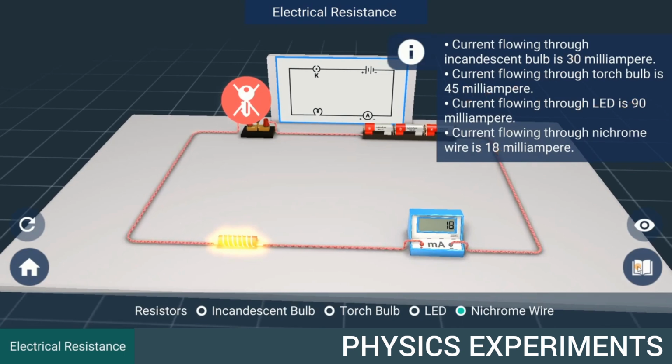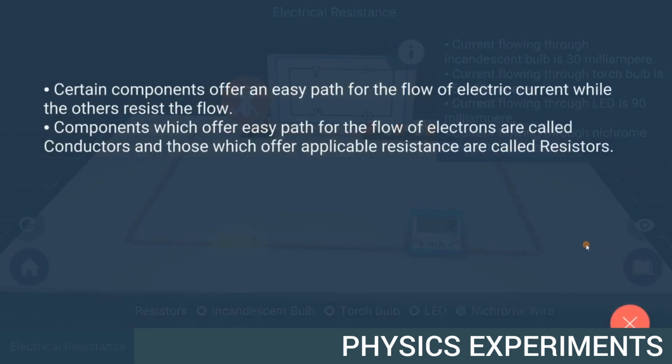We find that the ammeter readings are different for different components. From Ohm's law, we can see that the current is inversely proportional to resistance. Whenever the resistance is high, current flowing will be less.